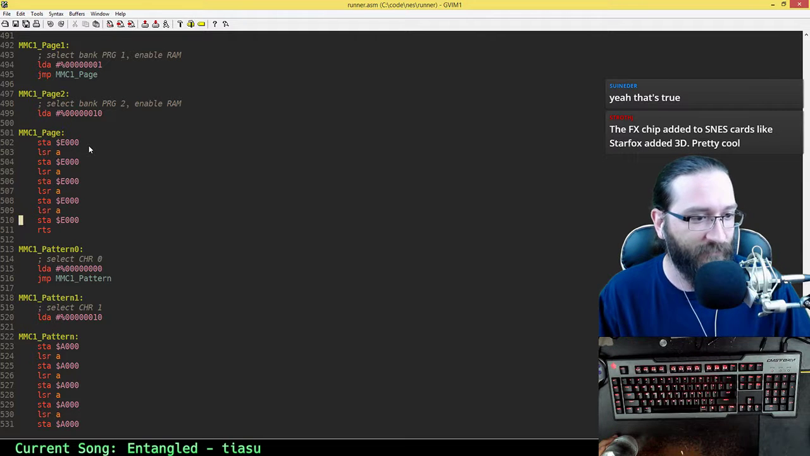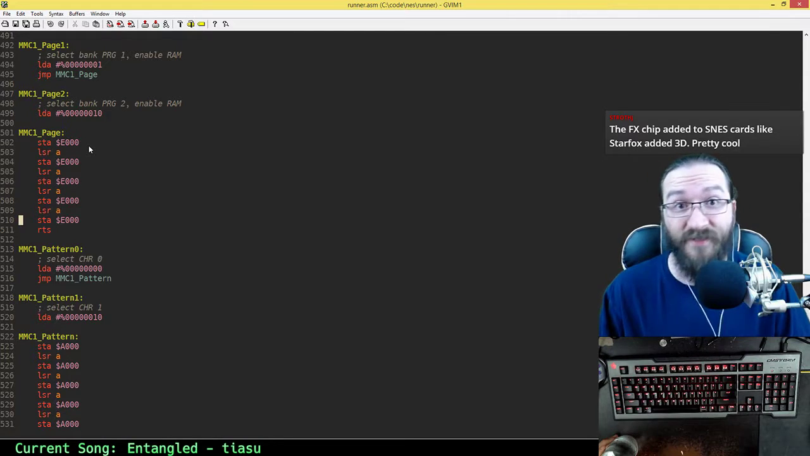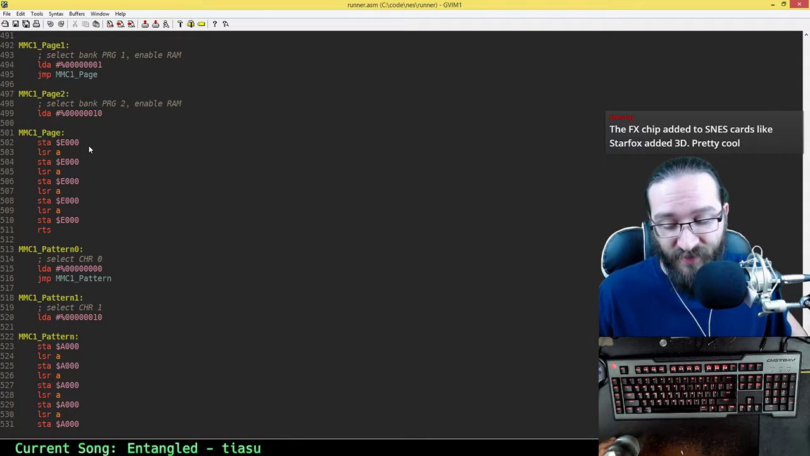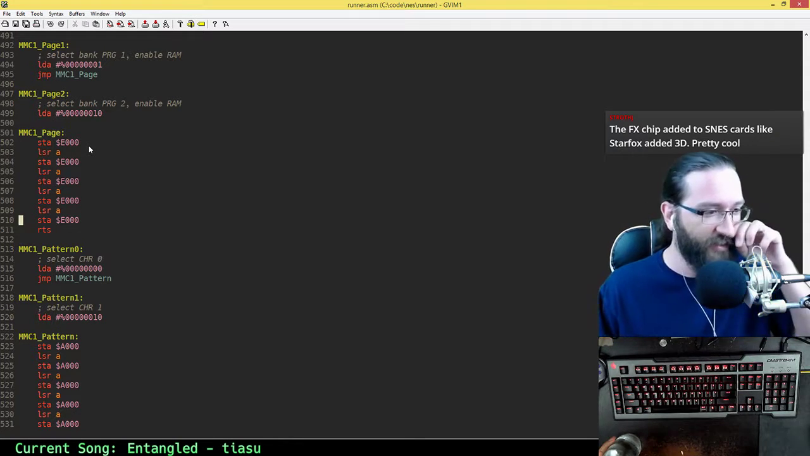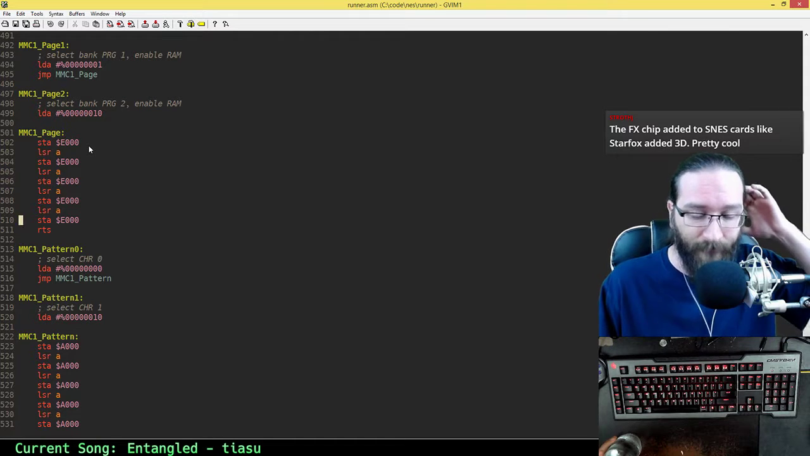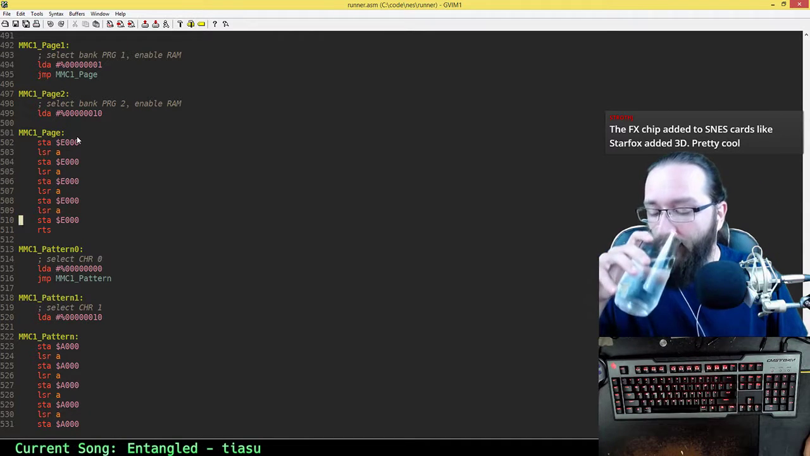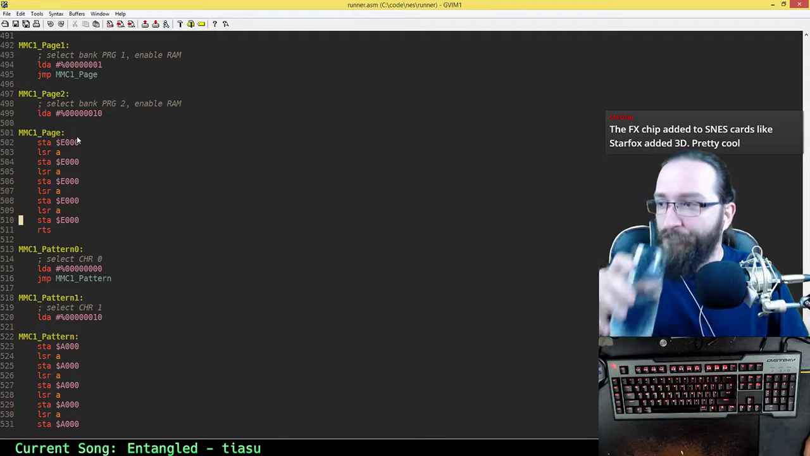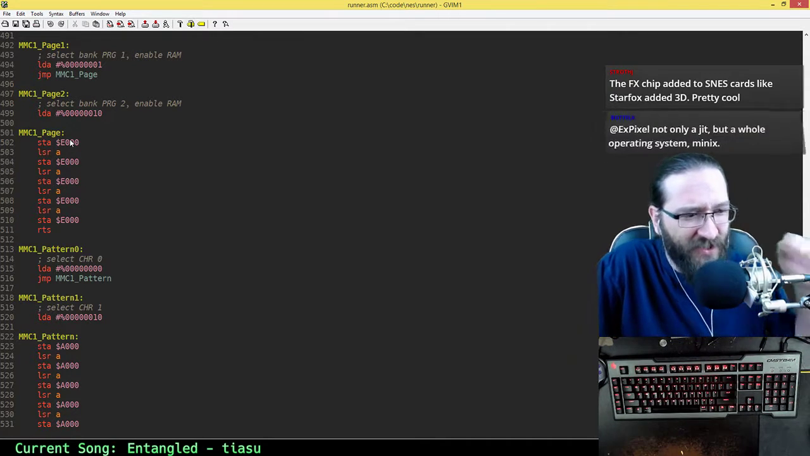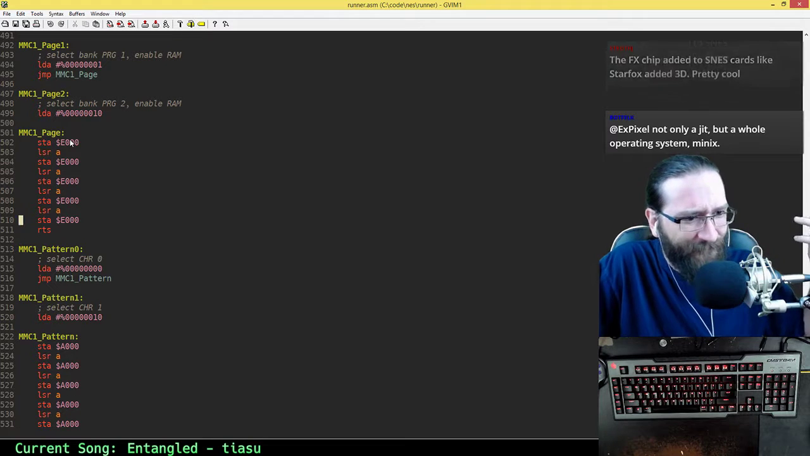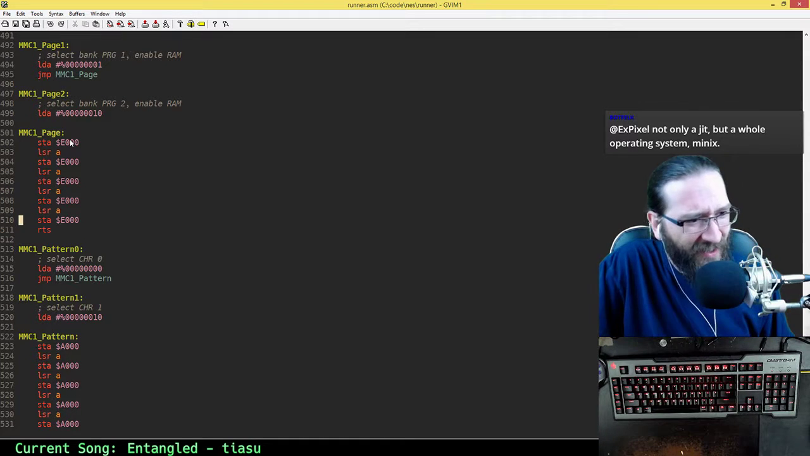Stroth, how you doing? The FX chip added 3D to SNES carts like Star Fox. Yes, absolutely. From what I understand, that's true 3D on the SNES with the Super FX chip. And there's only a handful of games that actually use that chip, less than 5, I think.